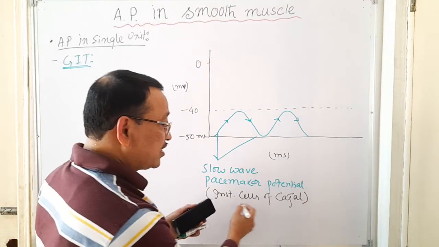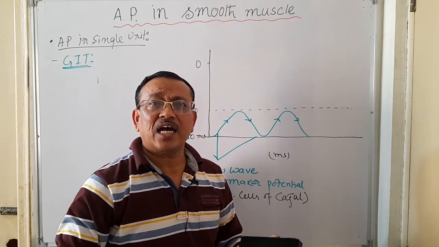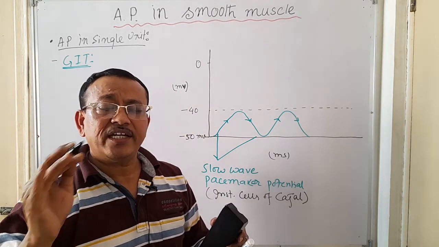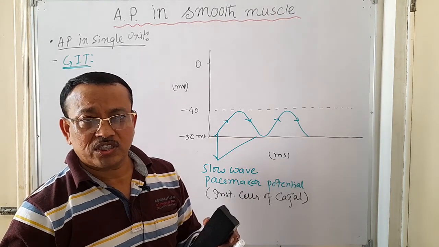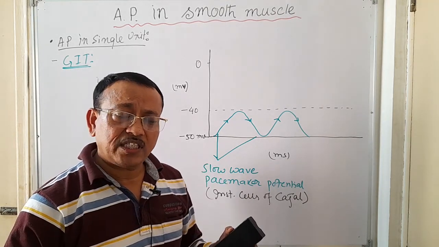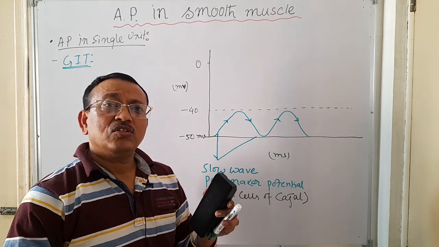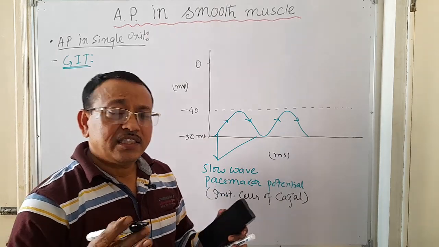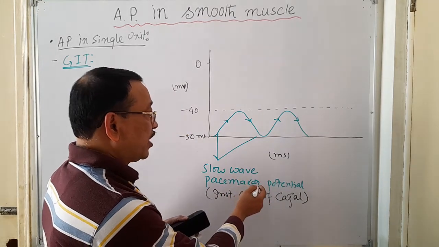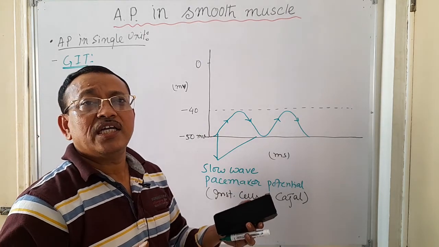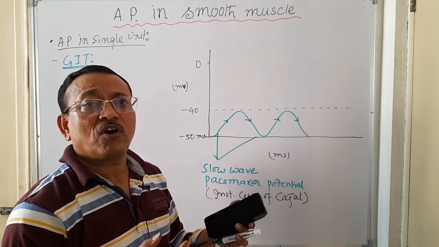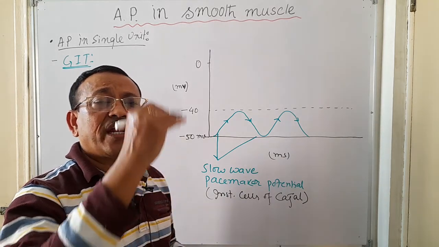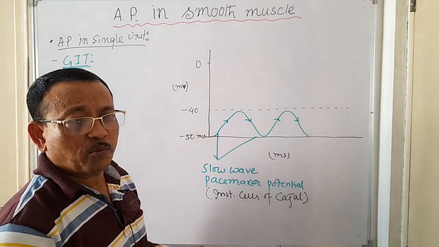So these cells of Cajal are like the SA node. That means they have the capacity to generate the action potential. They have the capacity to generate the change of the membrane potential. And this slow wave pacemaker potential is one form of the graded potential, one form of the generator potential, which has the capacity to generate the action potential or the spike potential.